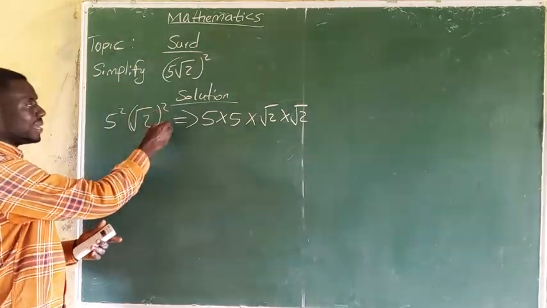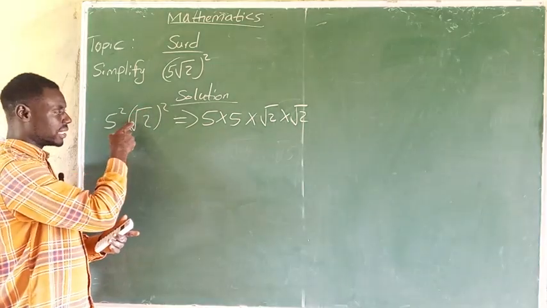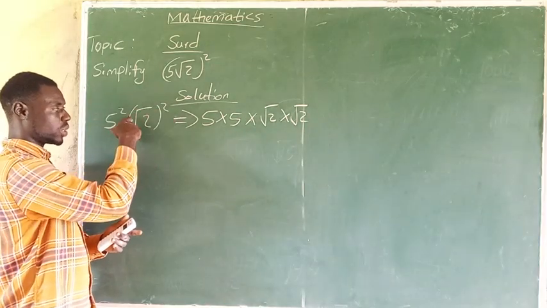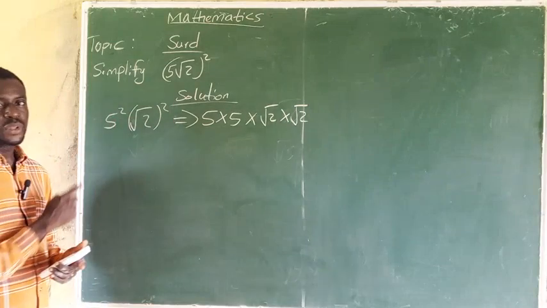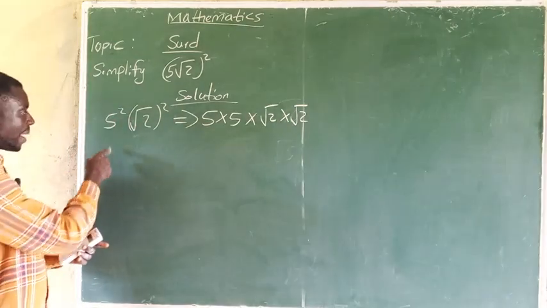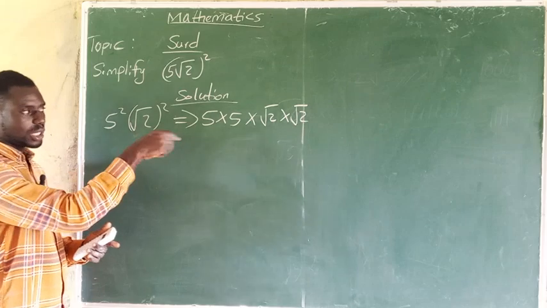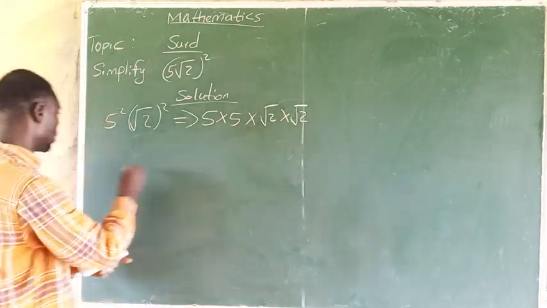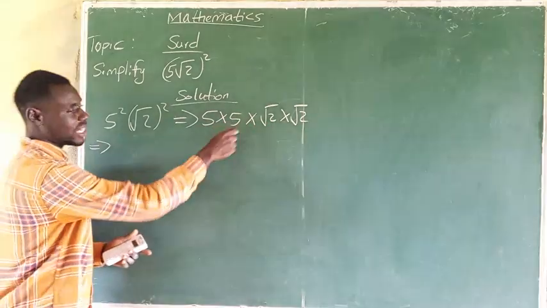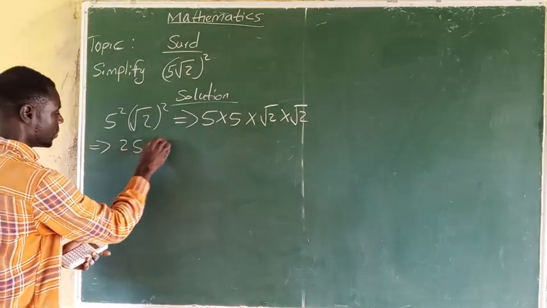Now, what I mean is that this root can cancel this root because this is a square root. Assuming here was 3 and here was a cube root, it will cancel and leave only 2 aside. Okay, and remember what is separating 5 and √2 is multiplication. That was why I simplified it here. So this implies 5 times 5 will give me 25 times.